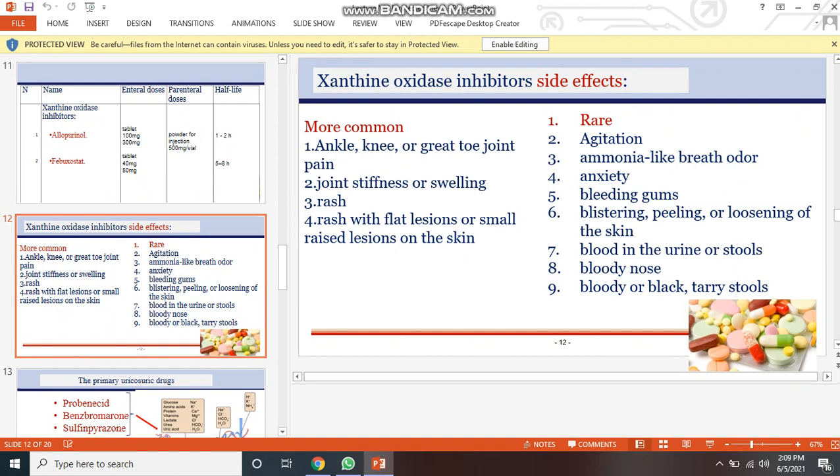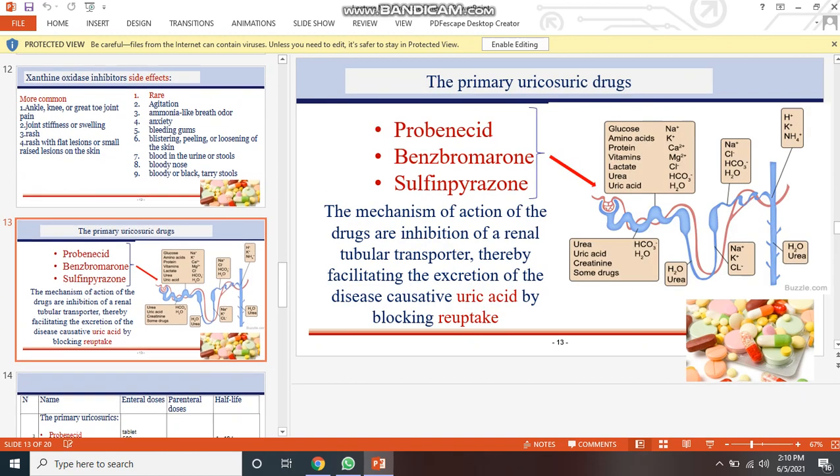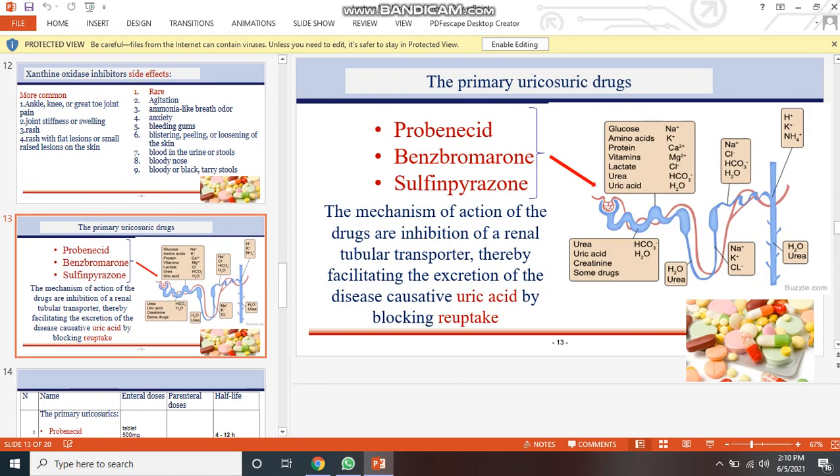More common xanthine oxidase inhibitor side effects: ankle, knee, or great toe joint pain, joint stiffness or swelling, rash with flat lesion or small raised lesion on the skin. Rare side effects are agitation, ammonia-like breath odor, anxiety, bleeding gums, all are not good. Blistering, peeling or loosening of the skin, blood in urine or stool, nosebleed, bloody or black tarry stools, that is not good for the patient.